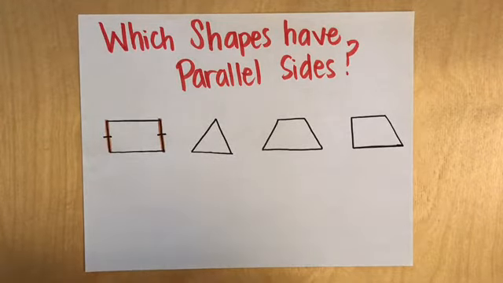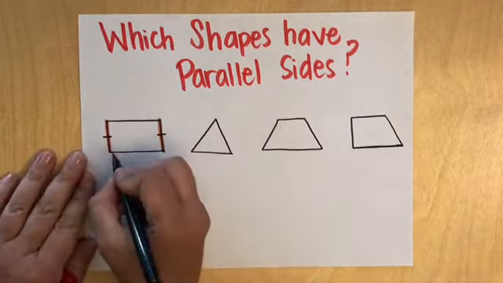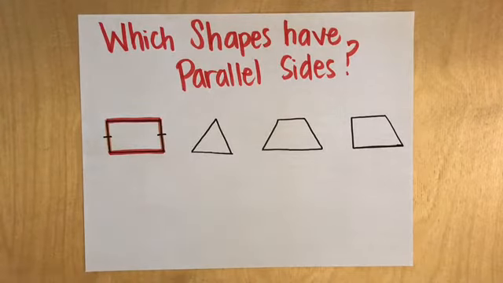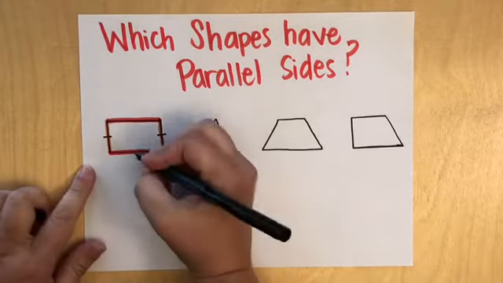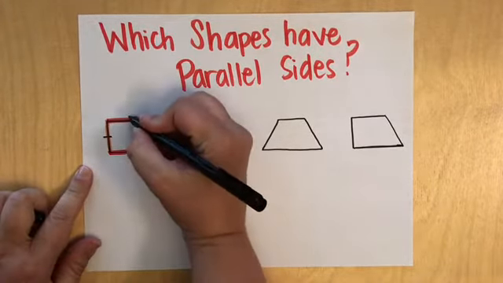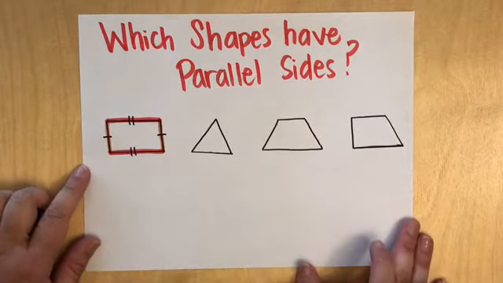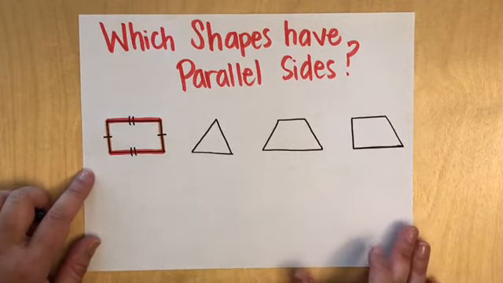I see another pair of parallel lines though in this shape. Do you guys see it? I hope you saw that this side and this side are parallel. So I'm going to put this side matches to this side. And you can do that too.